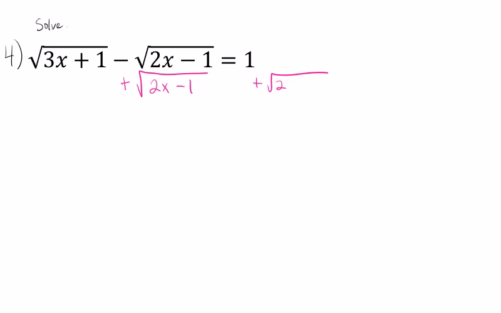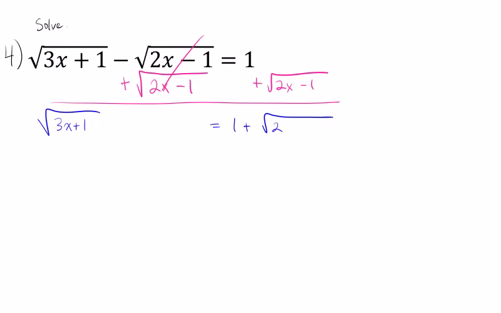And so we end up with the square root of 3x plus 1 equals 1 plus the square root of 2x minus 1. Okay? So now we can square both sides. All right? Now, here's where it's a little tricky. This we know cancels out, and that's great. That's what we intended to do, is to get that radicand out of there.